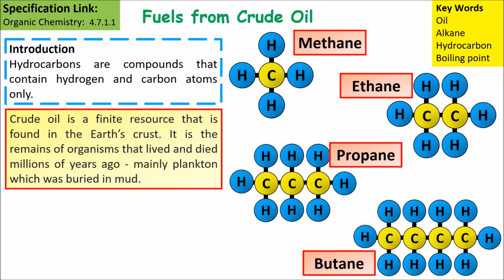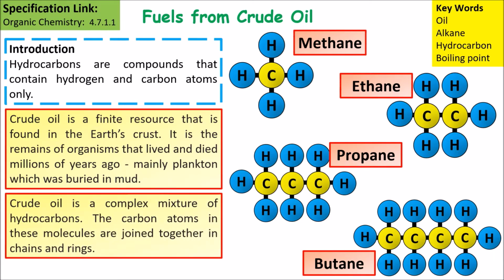So, crude oil is a finite resource which is found in the Earth's crust. It is the remains of organisms that lived and died millions of years ago, mainly plankton which was buried in the mud. So, crude oil is a complex mixture of hydrocarbons. So, the carbon atoms in these molecules are joined together in chains or rings.